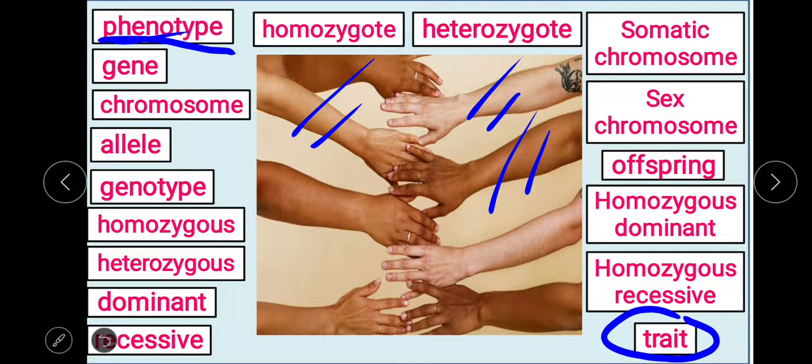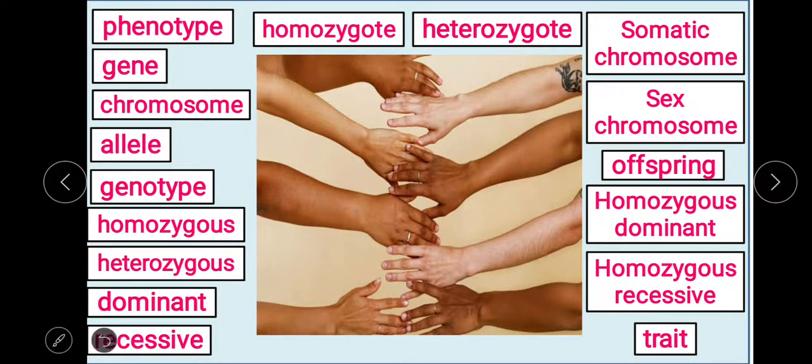Now, there must be something that controls this phenotype. There must be a factor that controls it, in the sense that these phenotypes are just a symbol of what lies within. There must be a reason why this skin color is light and this skin color is dark. The reason is that phenotypes are controlled by genes. The genes are the reason why the light skin color or the dark skin color appears in an individual.